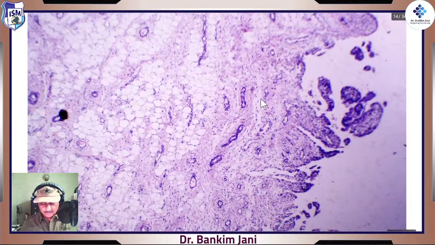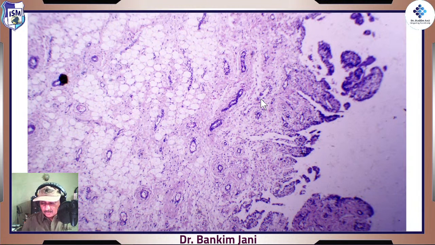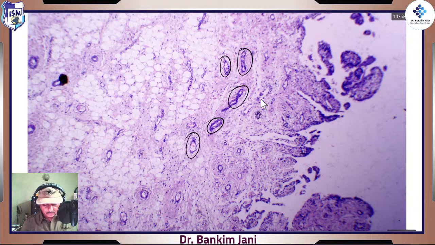Over here, we have taken a cross section. When we take a cross section, this is not an artery, this is the entire tissue. There are so many things. But see, there are all small blood vessels. See, so many blood vessels, all small blood vessels. So let's zoom in.